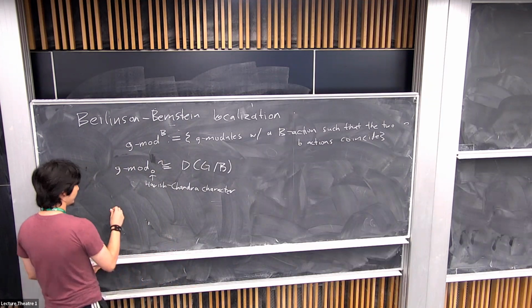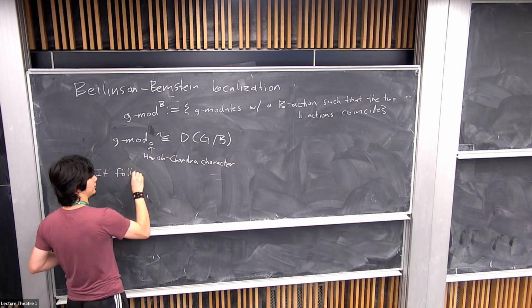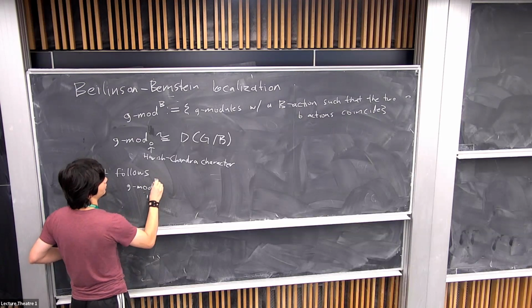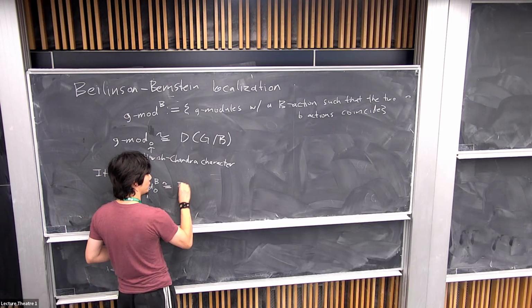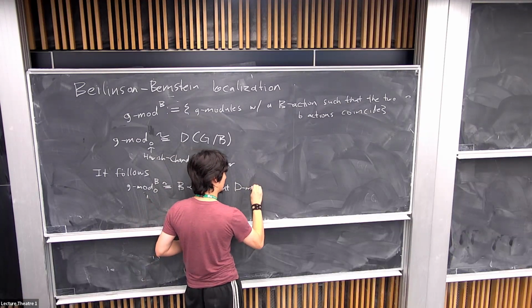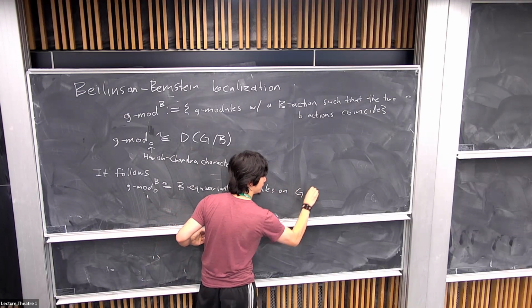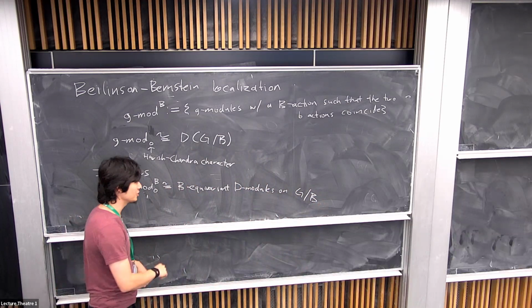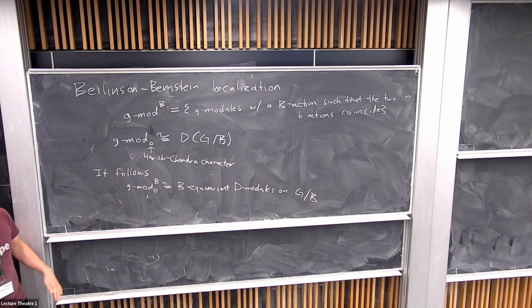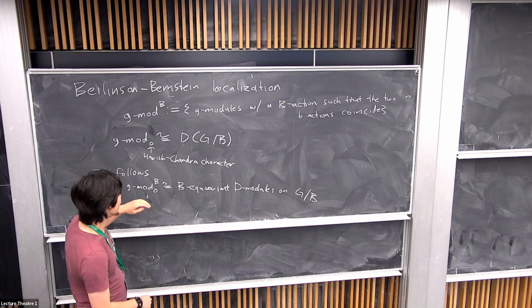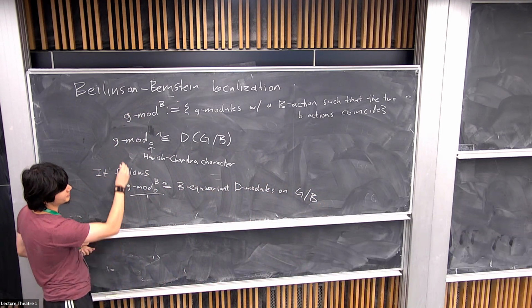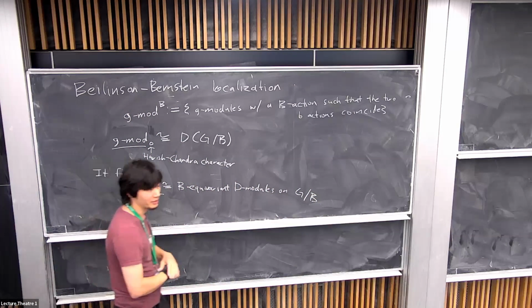And so from this, it follows that if I'm interested in category O, you get a similar equivalence, and you get B equivariant D modules on G mod B. And then you can use all the theory, all the algebraic geometry we know, to get properties about composition multiplicities here, and that gives you the composition multiplicities in category O. But also I'd like to note that the Beilinson-Bernstein theorem applies not just to this category of b integral representations, but actually to all representations of g. And that's going to be relevant later.